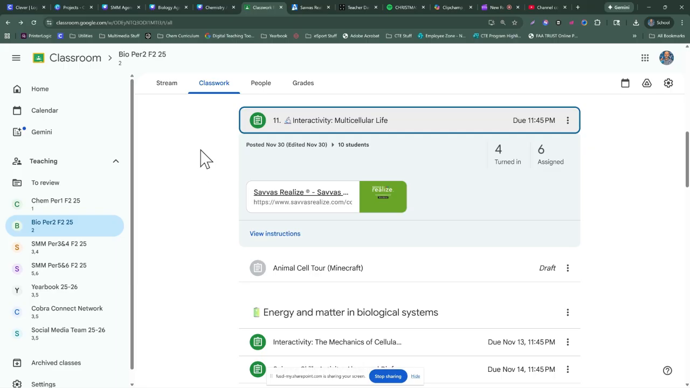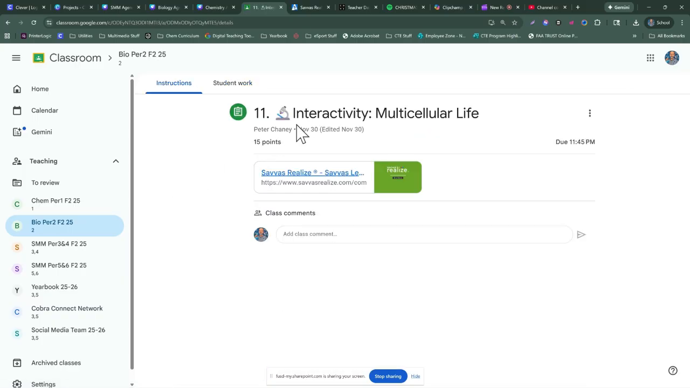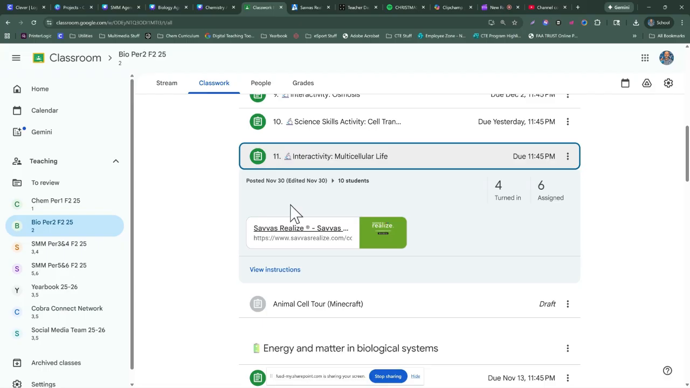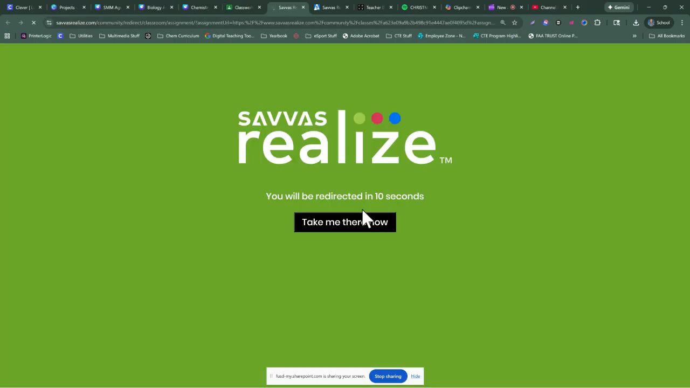This one is Interactivity, Multicellular Life. It can be found in Google Classroom. It is number 11 in this version of biology, period 2, fall of 2025. This may change in future years, but for today, number 11 in the biology section that we've been working on, cell transport and structure. All right, so we can click on the link, it gets us into the textbook, and we will get right into the exercise with the interactivity.